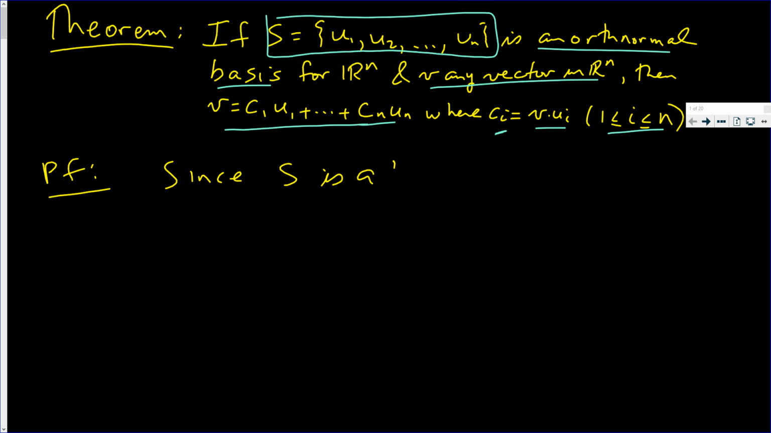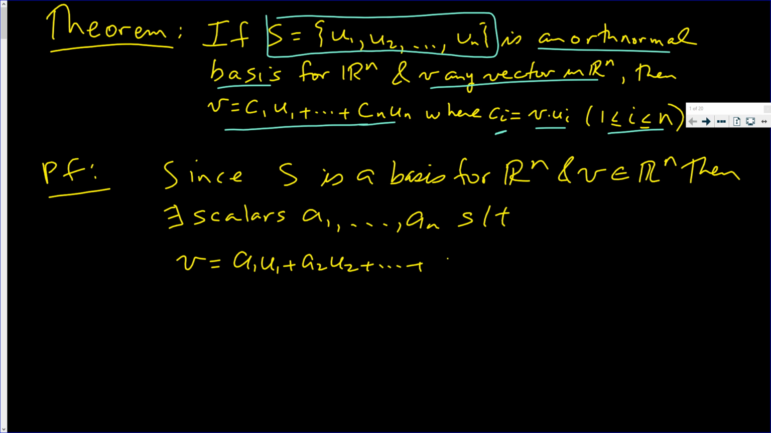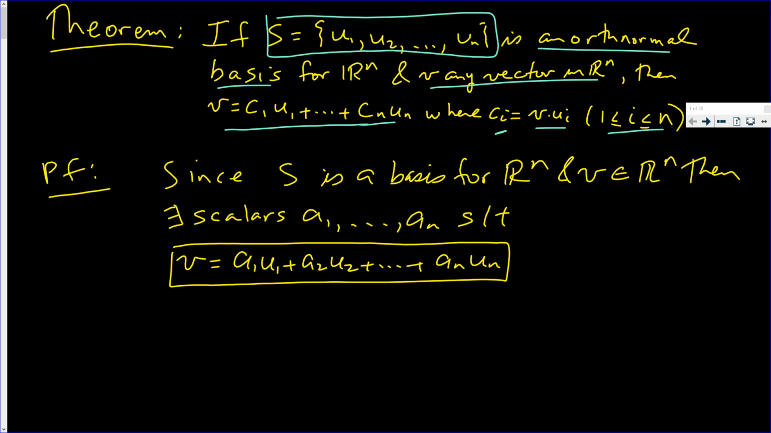Since S is a basis for Rn and V is in Rn, then there exist scalars a1 through a sub n such that V is equal to a1u1 plus a2u2 all the way up to anun. I did not mention one word about S being an orthonormal basis. It's a regular basis. Okay, it's the special basis, but nonetheless, it's a basis. So I can write V as a linear combination of the vectors in S.